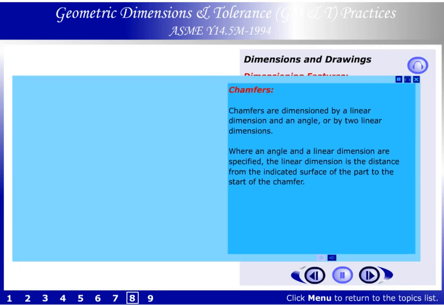Chamfers. Chamfers are dimensioned by a linear dimension and an angle, or by two linear dimensions. Where an angle and a linear dimension are specified, the linear dimension is the distance from the indicated surface of the part to the start of the chamfer.